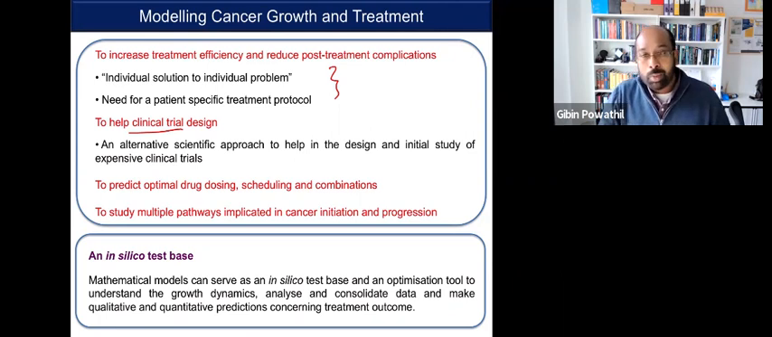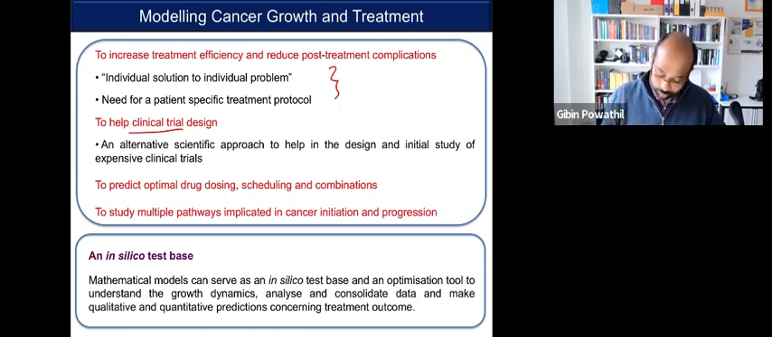For example, at the moment we are working with AstraZeneca to study one of the chemotherapy drugs that they are developing to target DNA damage response pathways. They do have a modeling team, but they are interested in studying the spatial dynamics of cancer, how things grow around, rather than just the efficacy and pharmacodynamics modeling.